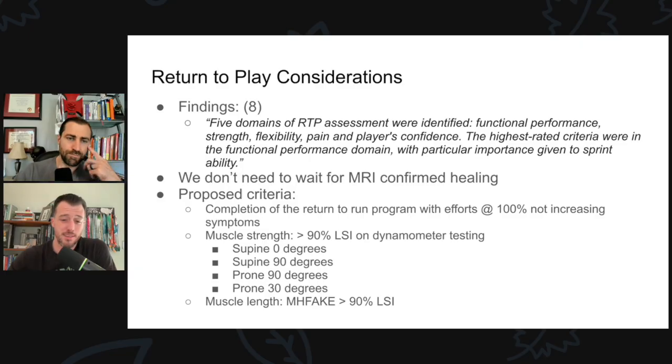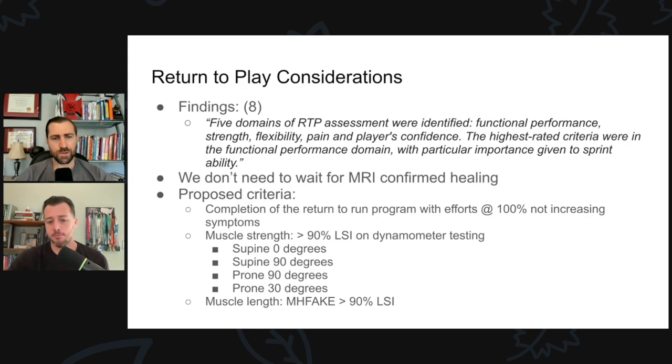With our muscle strength testing, they're getting greater than 90% limb symmetry, ideally closer to 100%, the better, with our dynamometer testing. And this will include specifically that outer range one is very important. So supine 90-90, prone 90 degrees of knee flexion, prone 30, and then even a supine 0 degrees of hip and knee, I think could be pretty good.